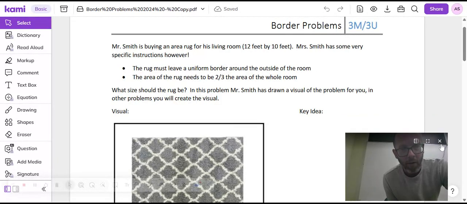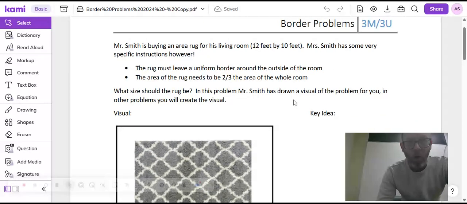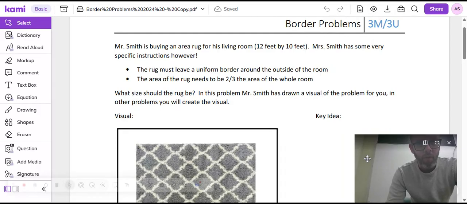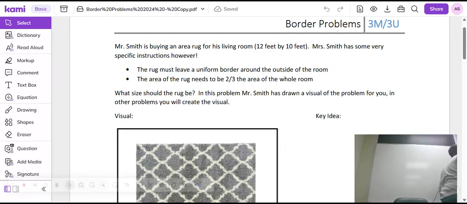Okay. All right. So we're doing border problems today. So Mrs. Smith, the taskmaster, has very specific instructions for getting an area rug for our living room.